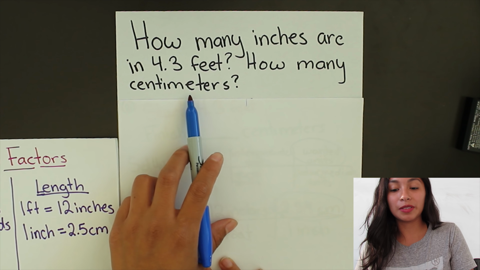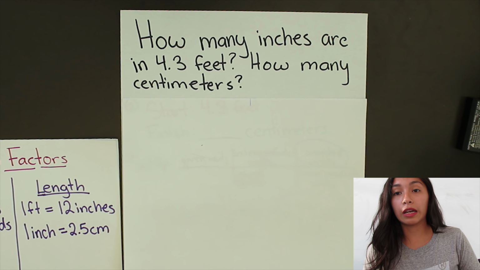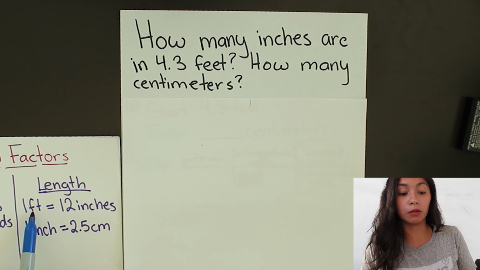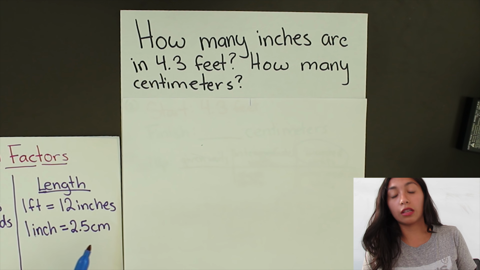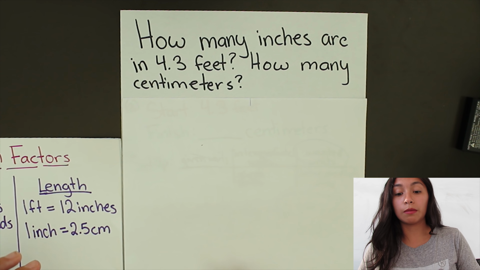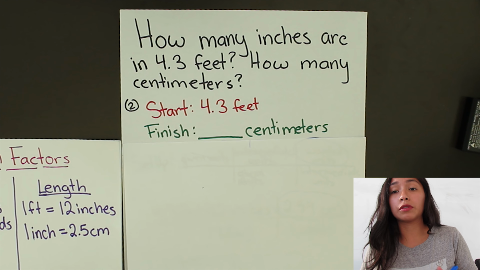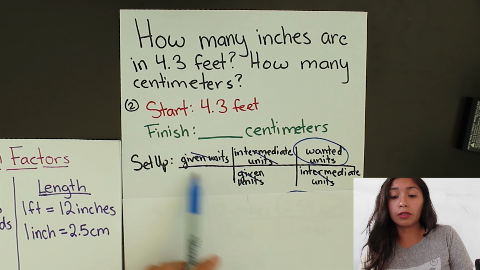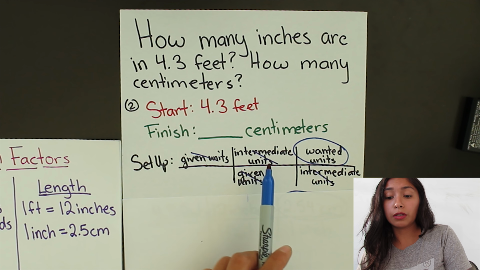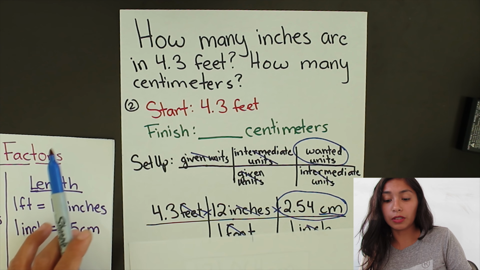How many centimeters? There is no direct relationship between foot and centimeters. So we have to use an intermediate, which will be inches. Why? Because there's a relationship between feet in inches and inches in centimeters. So 1 foot is equal to 12 inches and 1 inch is equal to 2.5 centimeters. So we're starting with feet. We're gonna end up with centimeters. We have to set up our train track method. We're gonna start with our given units, which are feet, bring them down, then write down our intermediate units, which are inches, bring them down, and stay with our wanted units.